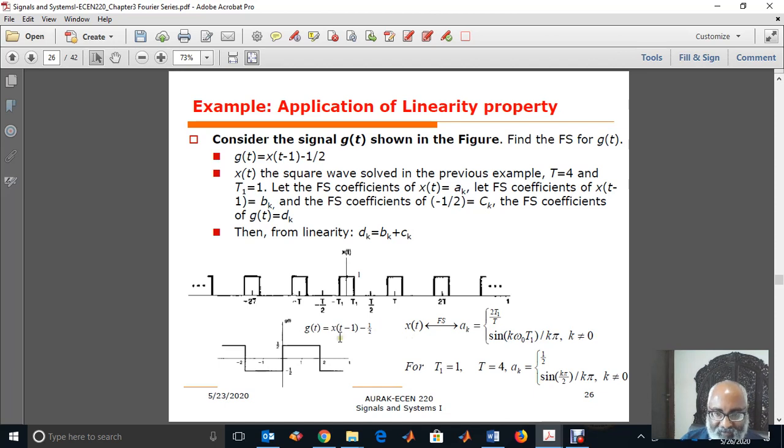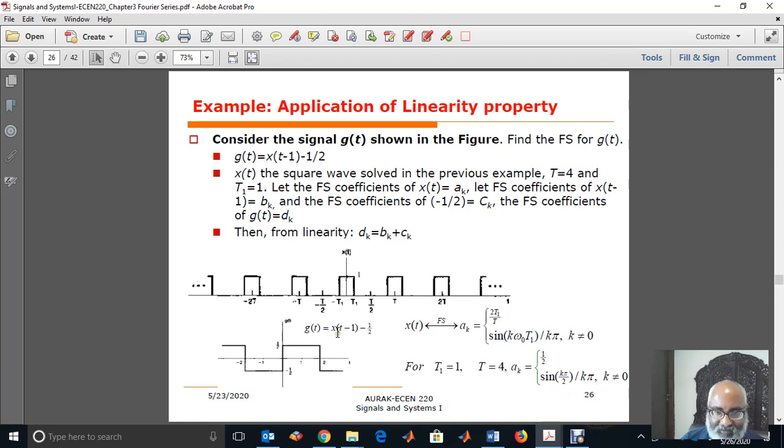Now, what is the Fourier series representation of x of t? For this signal, we already found it for a square pulse, in the general form like this. a_k is 2T1 over T, from the previous lecture, for k equal to 0, and sin(k omega naught T1) over k pi for k different from 0. Now we just substitute what T1 is. T1 is 1, capital T is 4. So we get a_k equal to half for k equal to 0, and sin(k pi over 2) over k pi for k different from 0.